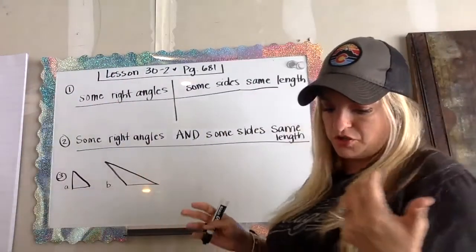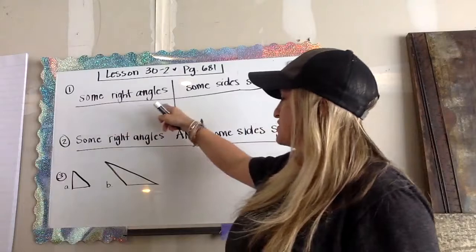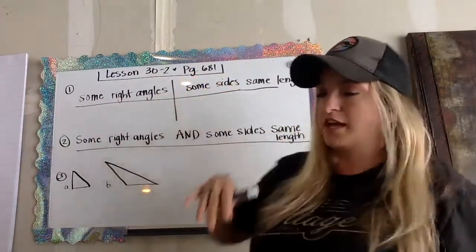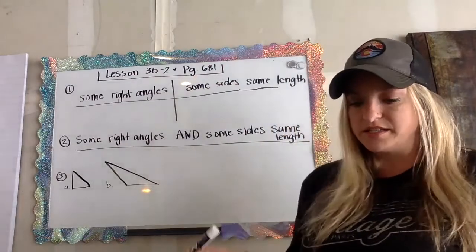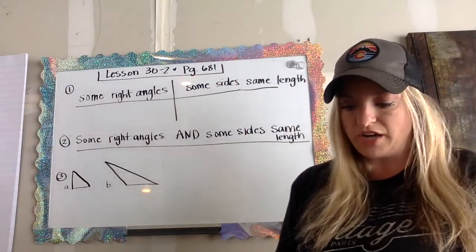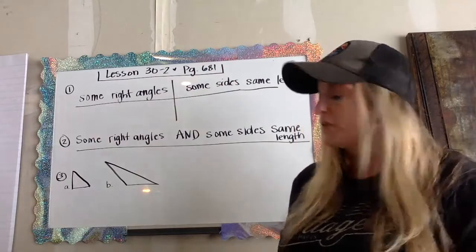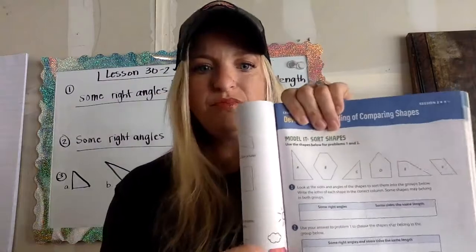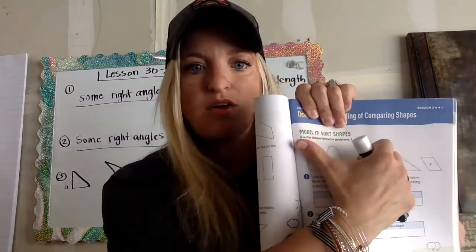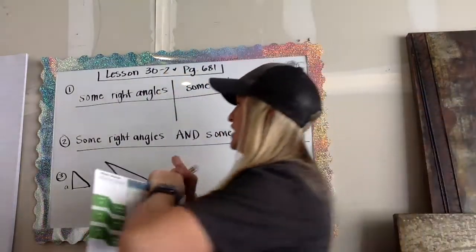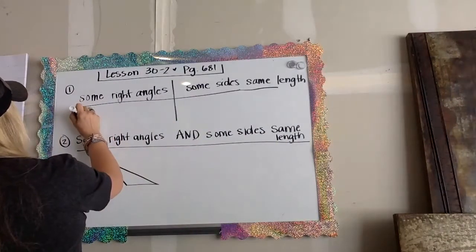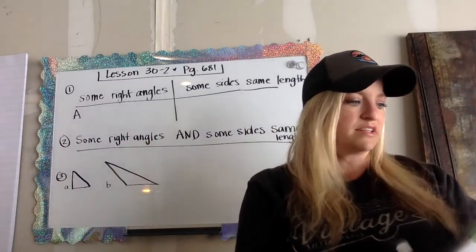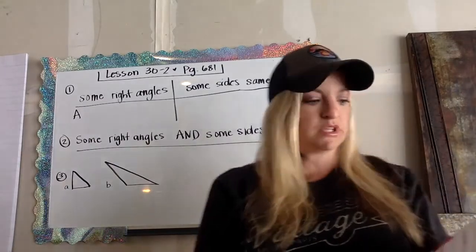So the first thing you're going to do is look at whether they have some right angles, that could be 1, 2, 3, or 4, or some sides that are the same length. Now again, as the book said, some can go into each category. Let's start with letter A, the triangle. Letter A, I can tell right out of the gate, it has that corner of a square. So it has one right angle, so I'll put it in the first column, which is some right angles. Now, does it have any sides that are the same length? No. So I'm done with A.